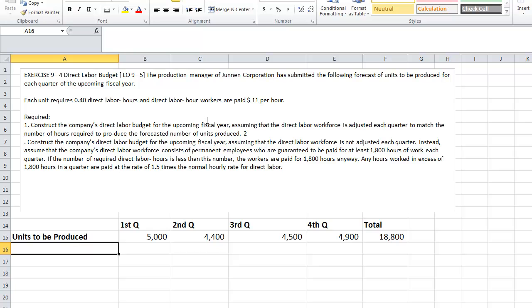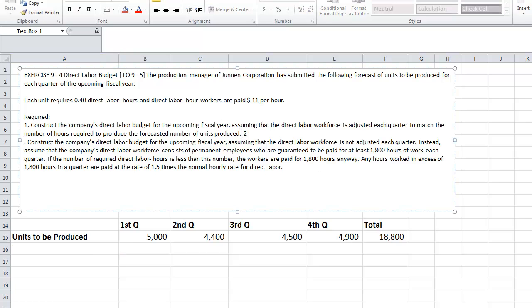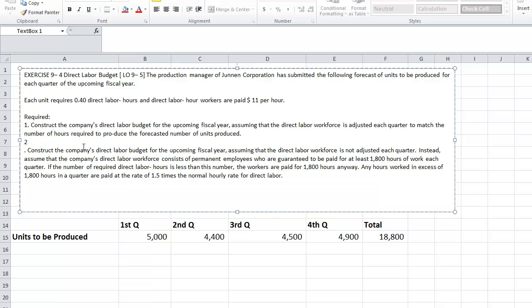2, construct the company's direct labor budget for the upcoming year, assuming direct labor is not adjusted. Instead, assume that the company's workforce consists of permanent employees who are guaranteed to be paid 1,800 hours of work each quarter. If this number of required direct labor hours is less than this number, the workers are paid anyway. If it's in excess, they are paid 1.5 times the direct labor rate. Okay.